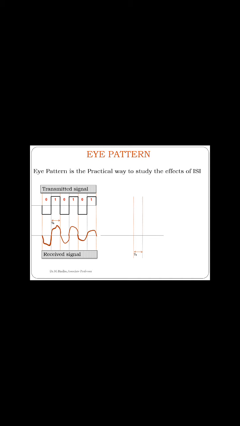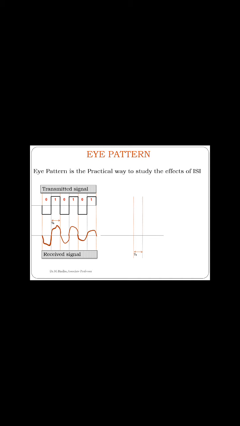So why do we need to study this eye pattern in a communication channel? We already know what is meant by ISI and what the effects of ISI are in a communication channel. ISI means inter-symbol interference. One symbol can interfere with the adjacent symbol, and because of this interference we have loss of information.